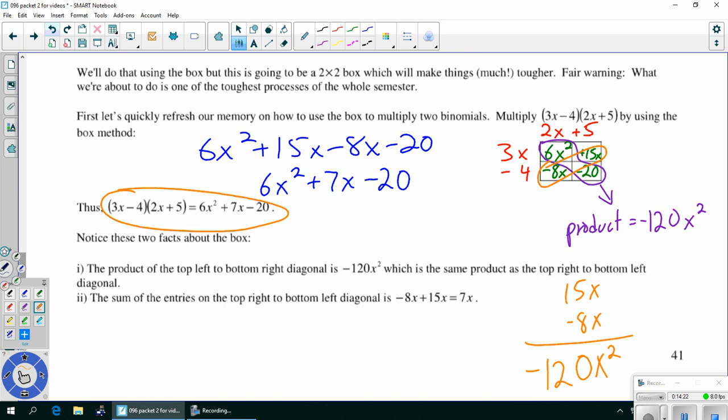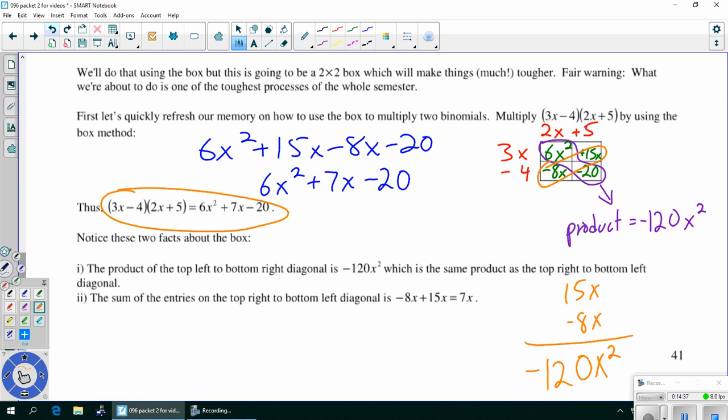It turns out that if you use a 2x2 box to multiply 2 binomials together, the products of the 2 diagonals will always be equal. And we're going to use that fact. It's supposed to be a surprise, but it turns out it's always true.